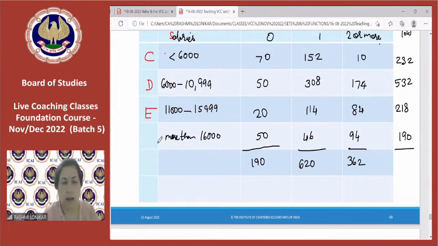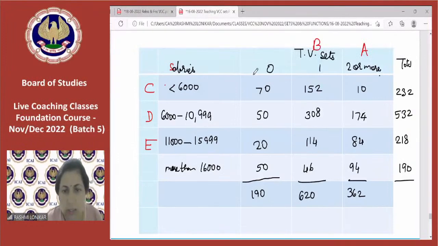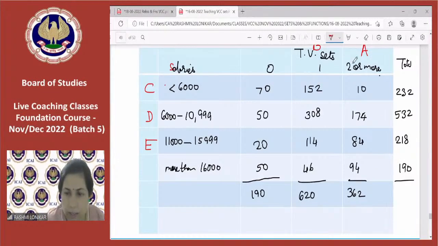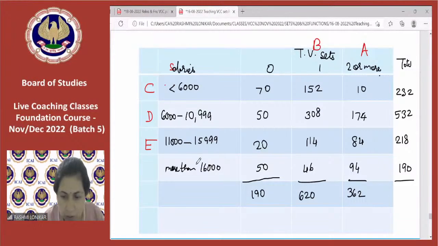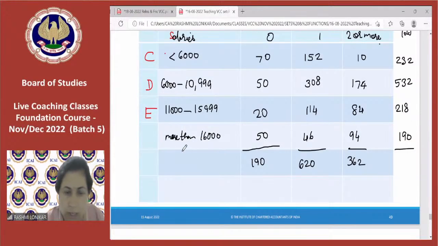Okay, so I have now got this. A is the set of families with more than 2 TV sets. B is the families with 1 TV set. C is the families whose income is less than 6,000. D is the families with income between 6,000 and 10,999. And E is the set of families with income 11,000 to 15,999. Okay, so now what are they asking us?